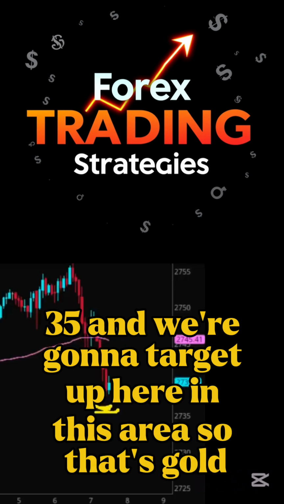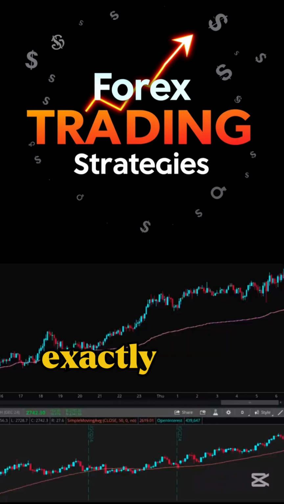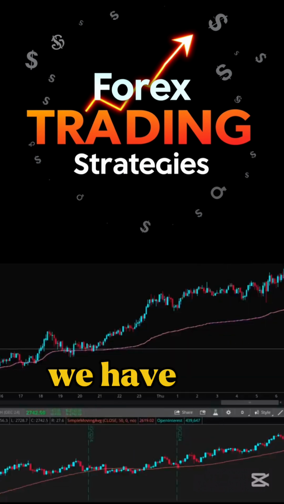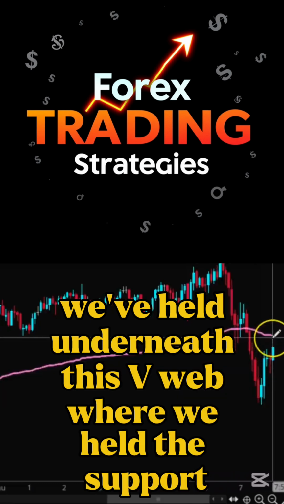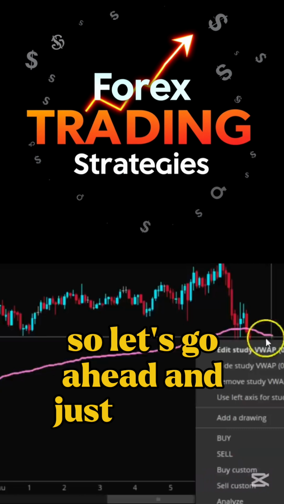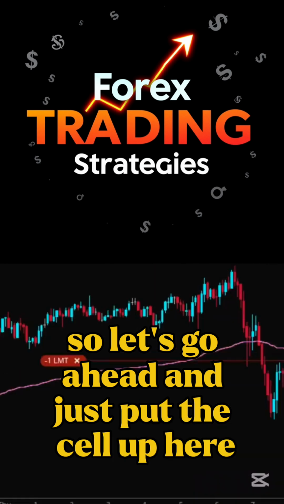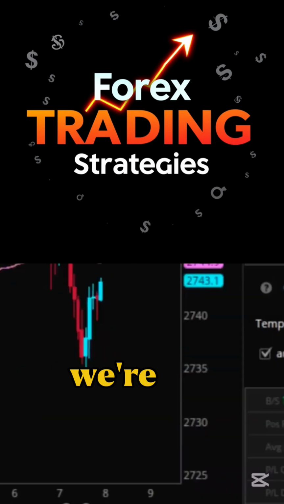So that's gold. So a real quick update here on the gold trade. Exactly what we were looking for. We have our bounce. We've held underneath this VWAP where we held the support, and it looks like we're going to kiss this VWAP. So let's go ahead and just put the sell up here. Let's try to grab that. We are, okay, we're out there. 320. So that's pretty good.